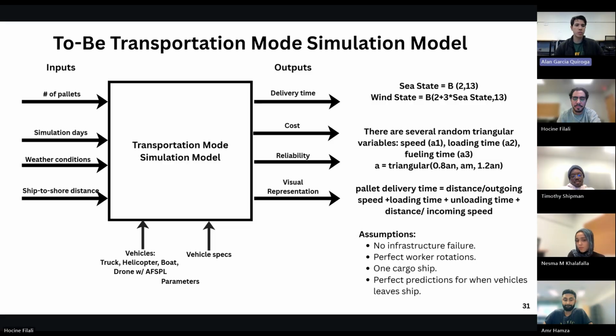Here is the simulation model represented with inputs. We're going to have the number of pallets, simulation days, weather conditions, and ship-to-shore distance. And for the outputs, we're going to have the delivery time, cost, reliability, and visual representation. On the right, we're going to have the equations that actually dictate how this simulation model works. Next.